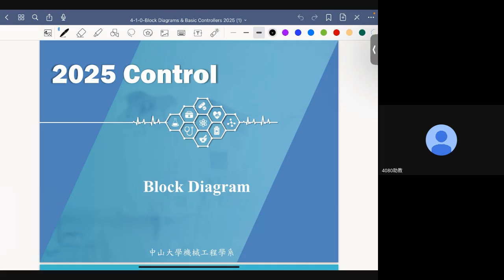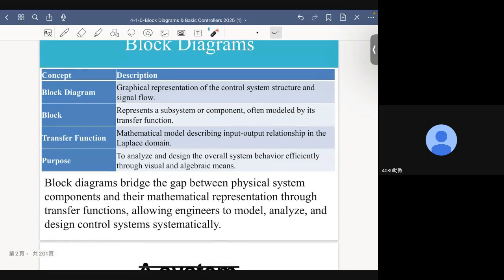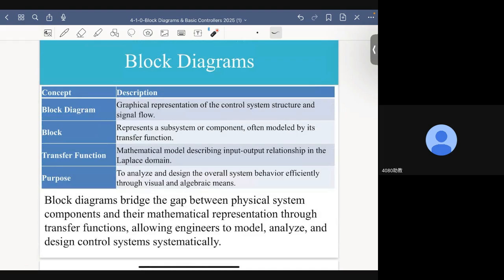Okay, the topic of this part of the course is block diagrams. Now, what is a block diagram? A block diagram, as illustrated here, is a graphical representation of control system structure and signal flow. As the name implies, a block diagram is made of a number of blocks. So what does a block represent? It represents a subsystem or a component of a control system, often modeled by its transfer function.